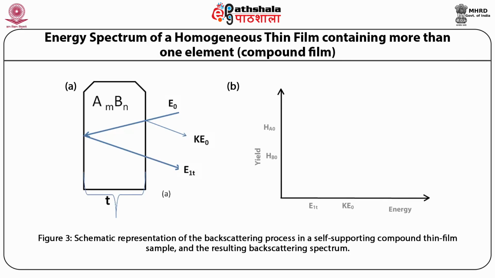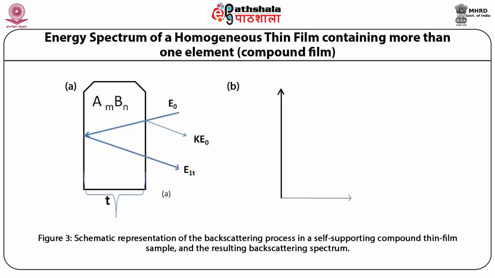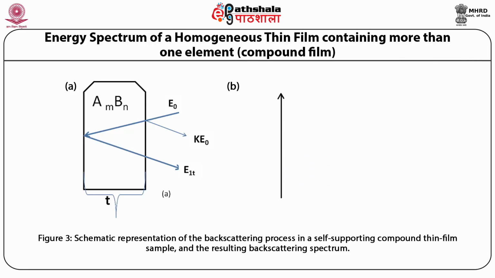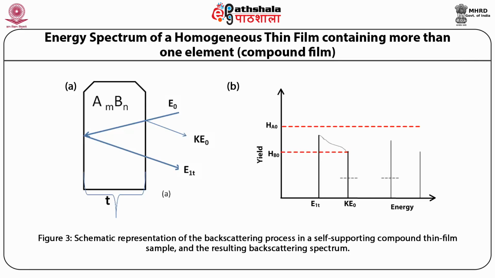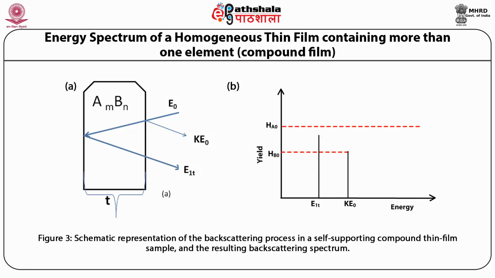The energy spectrum of a homogeneous thin film containing more than one element, or compound films, will focus on the analysis of a thin film which is composed of many elements. This is different from the single element thin films in many ways. Firstly, due to the presence of different constituent atoms, the energy of the incident particle decreases as there are many interactions with the other elements of the film.